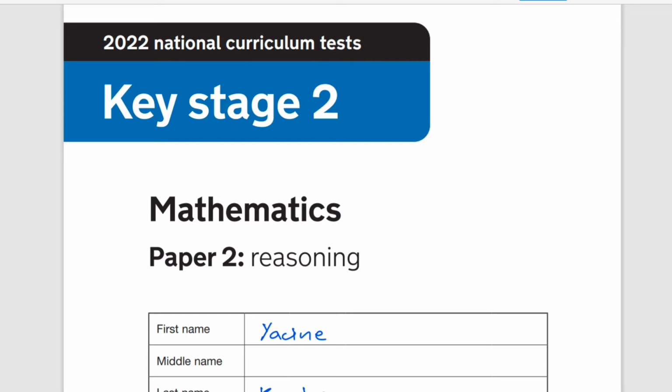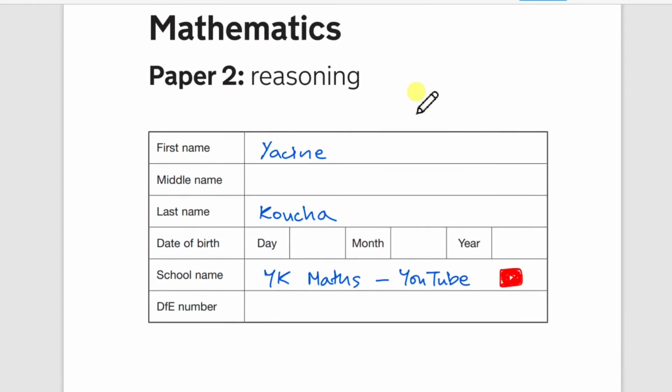So in this one, we'll be focusing on the 2022 Key Stage 2 National Curriculum Test, and specifically we're working on Maths Paper 2, okay? So as always, if you've seen my previous videos, it's the same process. I go through the whole paper, I break down every question as best as I possibly can, and we just take it from there.